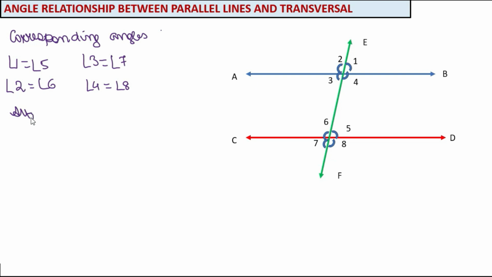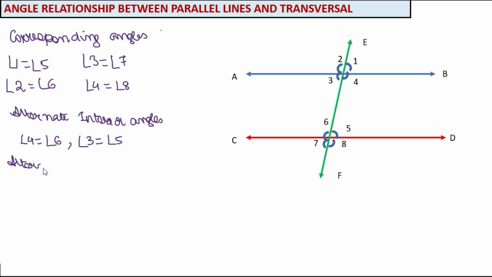Next come alternate interior angles. Alternate interior angles means the opposite angles that are lying within the parallel lines. So, here angle 4 equals angle 6. These are alternate interior angles and they are equal, and angle 3 equals angle 5. These are also alternate interior angles, and they are equal.